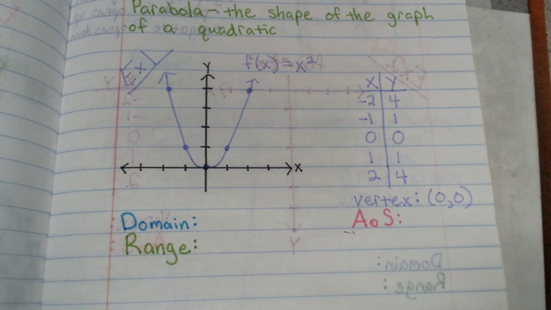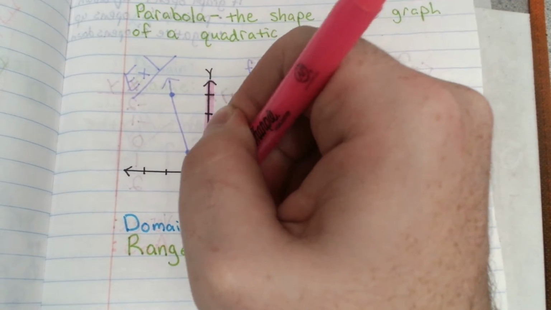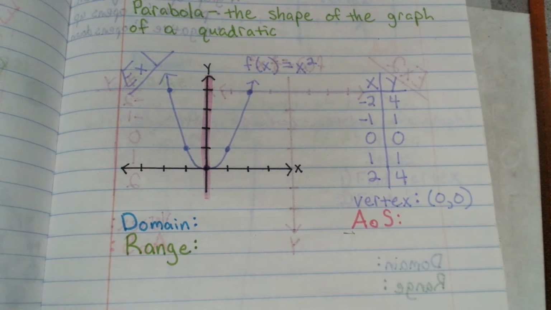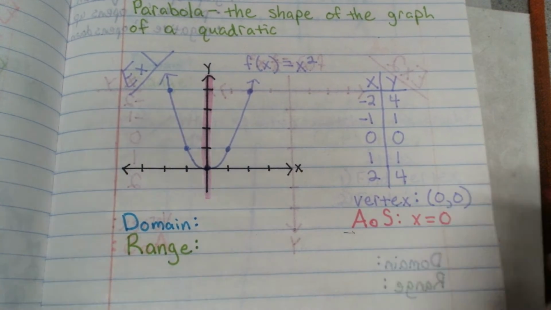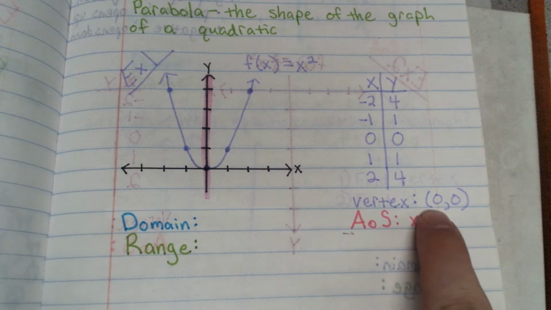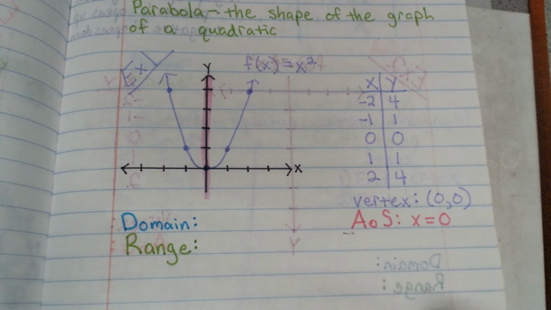So I guess I can show you our line first. If I had to draw a line that went right down the middle of this graph, it would be right there. And that is represented by the equation x equals 0. Just like when we did absolute value, the axis of symmetry is the x value of the vertex.